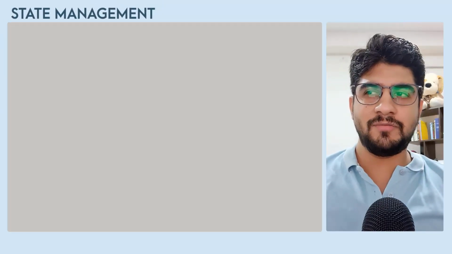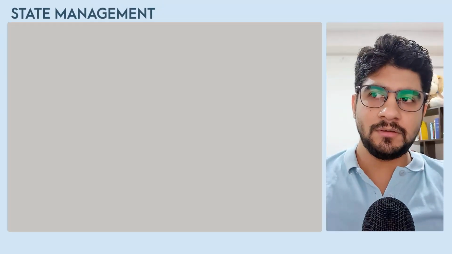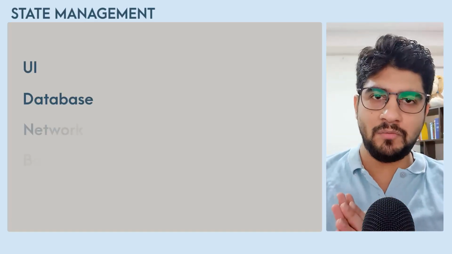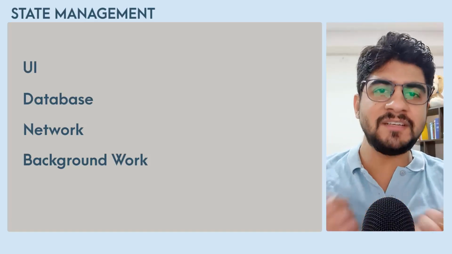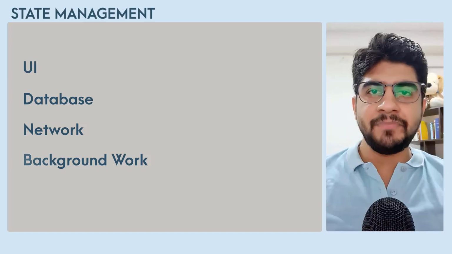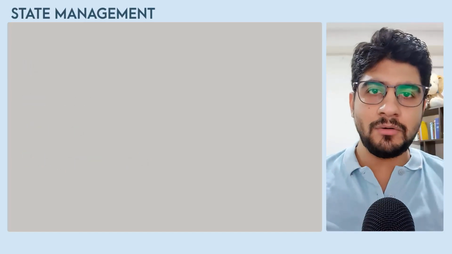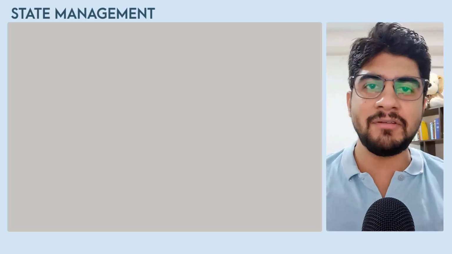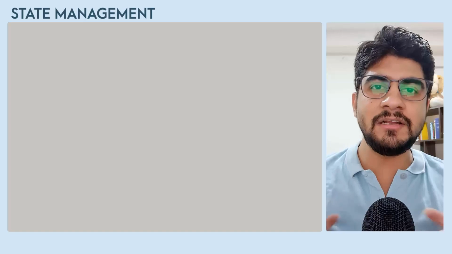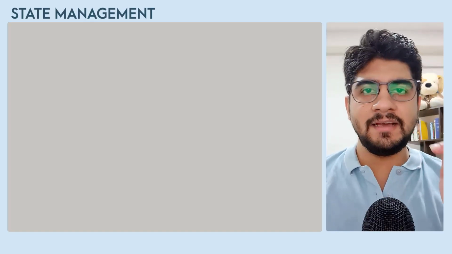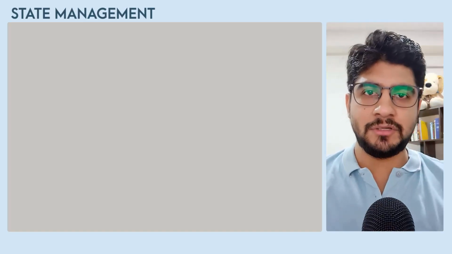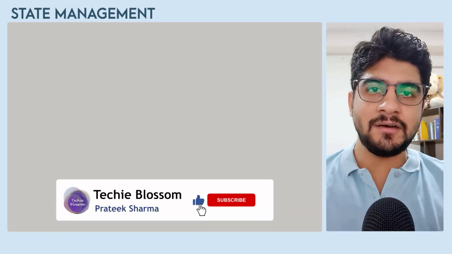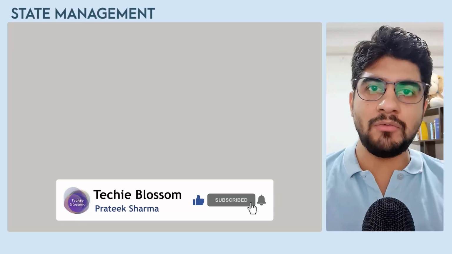Now let's come to a very important topic. You have covered UI, you have covered database, network, background work. So the next important topic is state management. You as an end user might not know that your app is doing a lot of work when you are interacting with the application. It is constantly refreshing itself. And as a developer, you need to make sure that whatever the user is seeing in your application, the data is up to date there and not outdated.